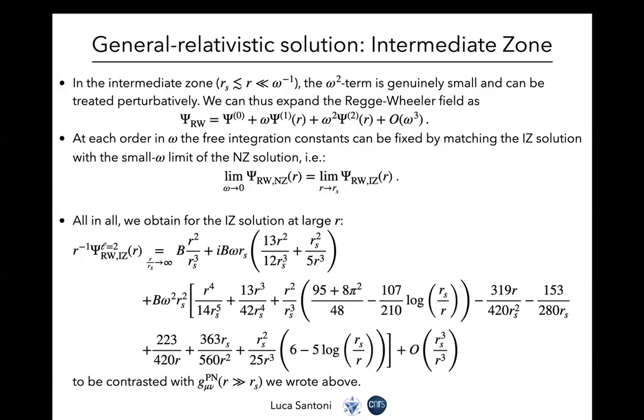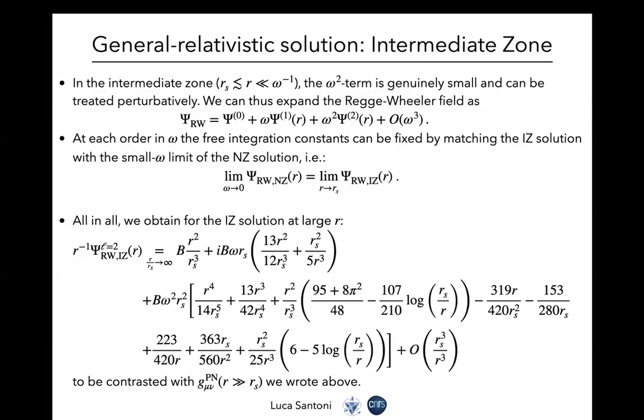And eventually, for instance, let me just give an example. If you take the solution for the intermediate zone and you expand it at large distances, this is what you find, okay? And this should be contrasted with the post-Newtonian intuition that I wrote at the beginning. So you have the tidal field, you have some frequency correction to the tidal field at linear order, you have some 1/r cubed, something that resembles a frequency-dependent Love number, let's say. And then you have higher powers of r and so on and so forth.